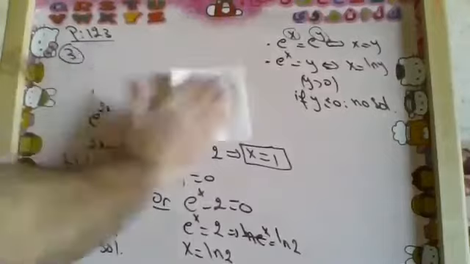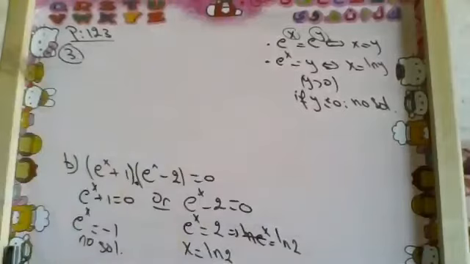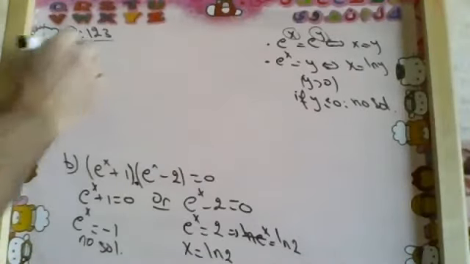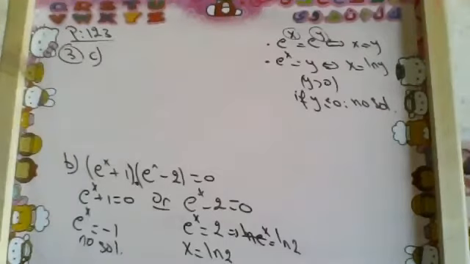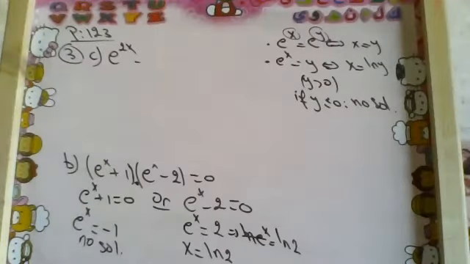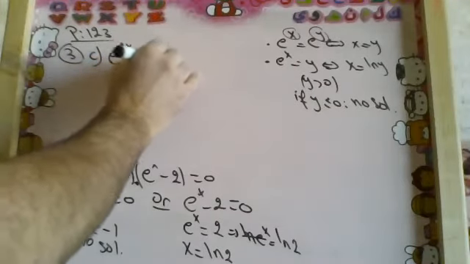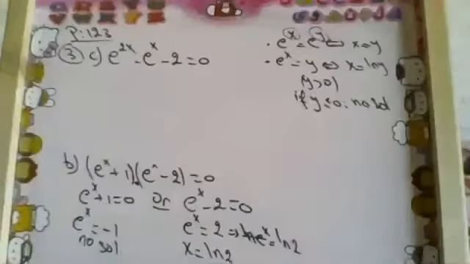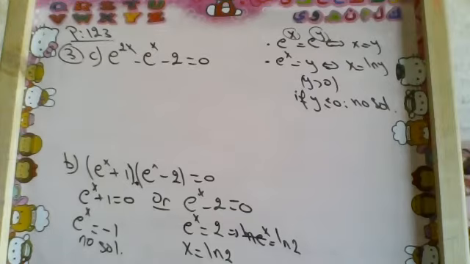Part C. You have e power 2x minus e power x minus 2 equals 0. Yeah. How do you solve this?